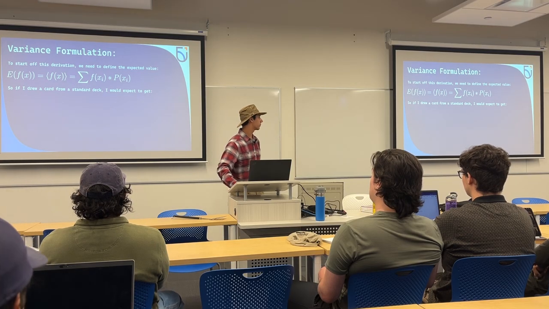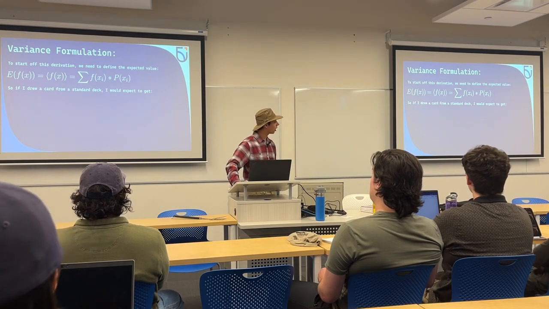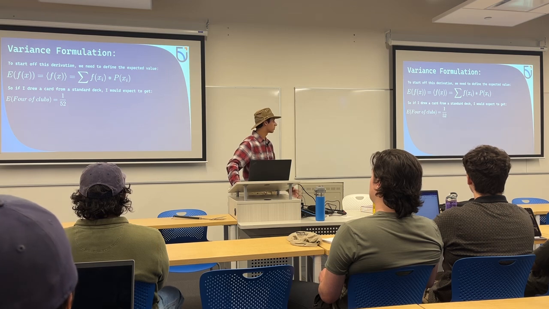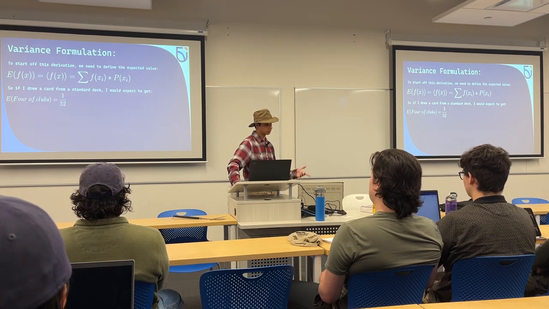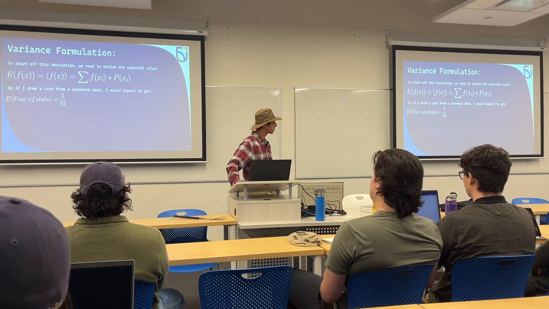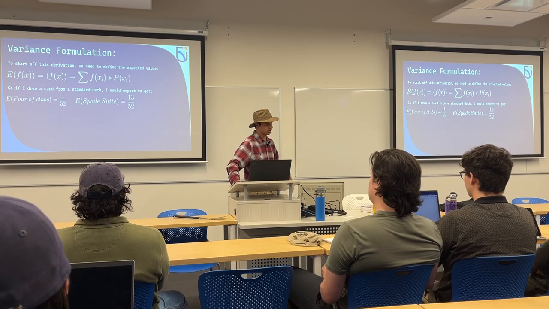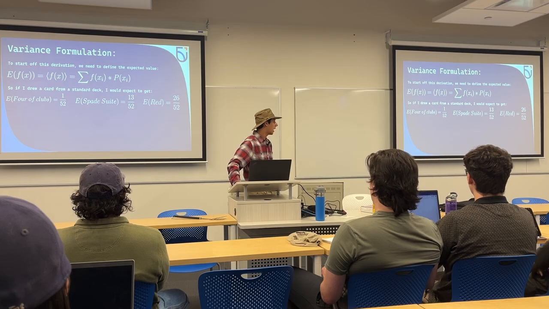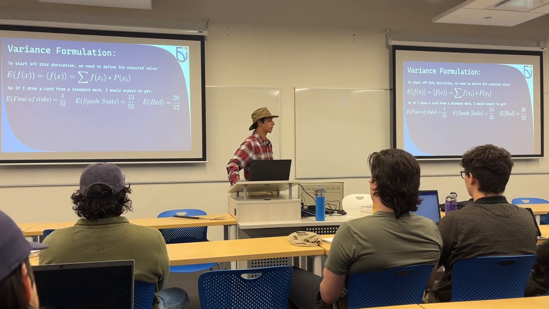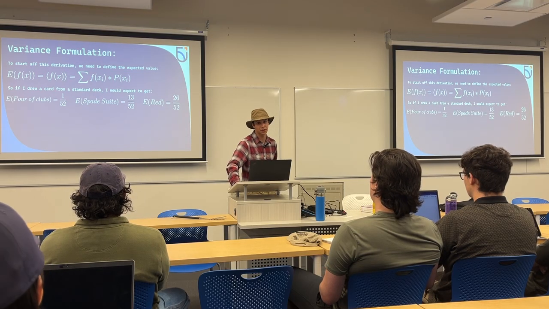That's what this is. So with a standard deck of cards, the expected value of getting a 4 of clubs from one draw is 1 over 52. 1 over 52 is the probability for each card, and there's only one value that you'd expect to get out of that deck. For the spade suit, 13, because there are 13 spades, each with 1 over 52 probability, and the probability of getting a red is 26 over 52 for the exact same reasons.